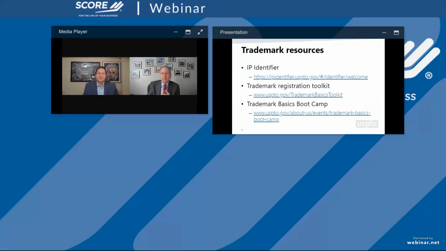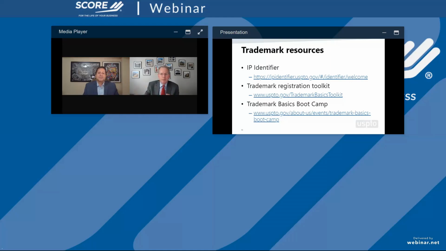Okay, there's something called the IP identifier on the PTO website. You can go in there if you're not sure what you have in terms of IP rights. It's this guided thing. You put in answers to questions, and it'll come out at the end and say, well, okay, it looks like you have a trademark and a patent potentially. It helps you focus if you don't already have that. It's a good thing to do.